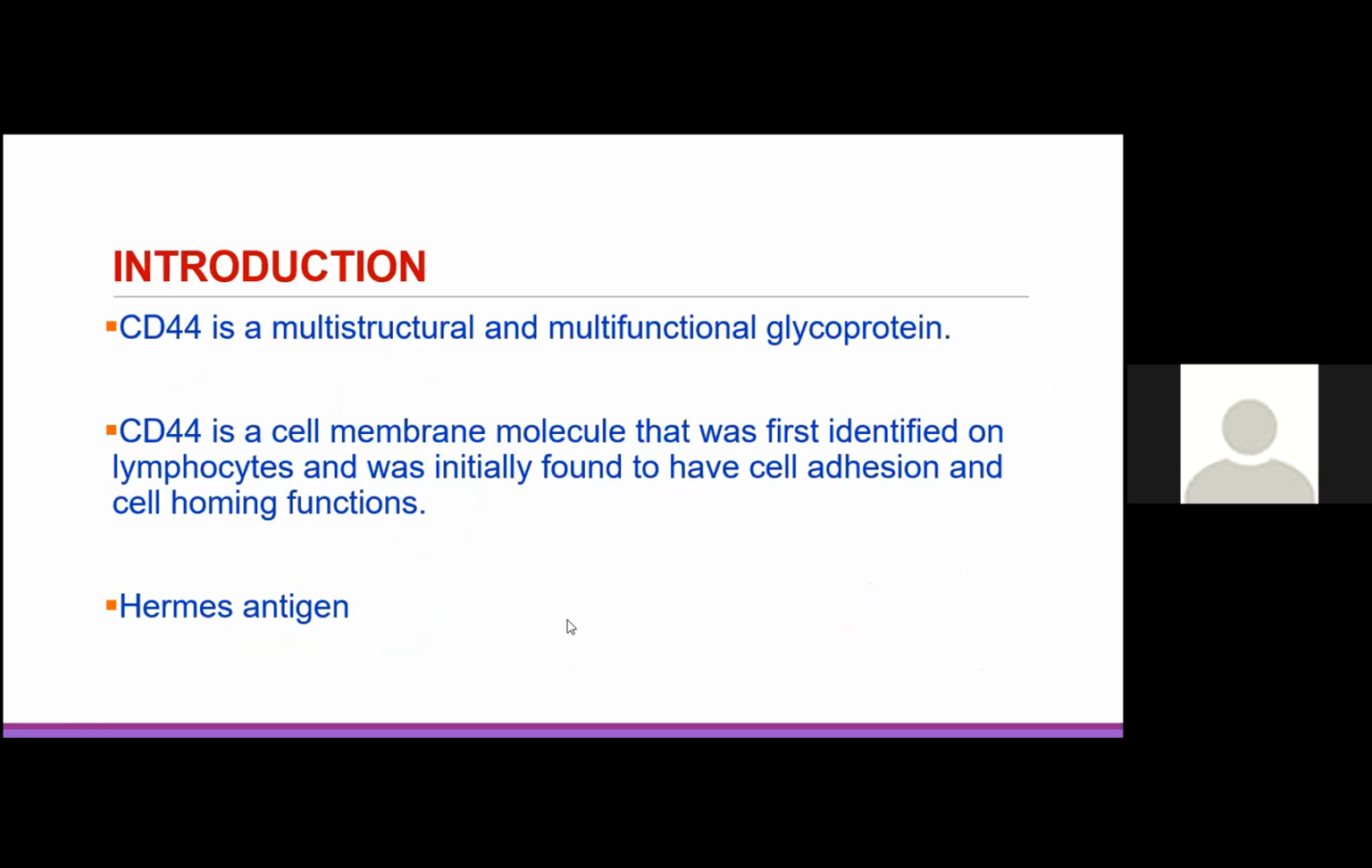Coming to CD44, which I have taken as part of my study, the expression of CD44 in oral squamous cell carcinoma as well as in its metastatic lymph nodes. So a brief introduction about CD44. CD44 is a multistructural and multifunctional glycoprotein. It is a cell membrane molecule that was first identified on lymphocytes and was initially found to have cell adhesion and cell homing functions, also called Hermes antigen.